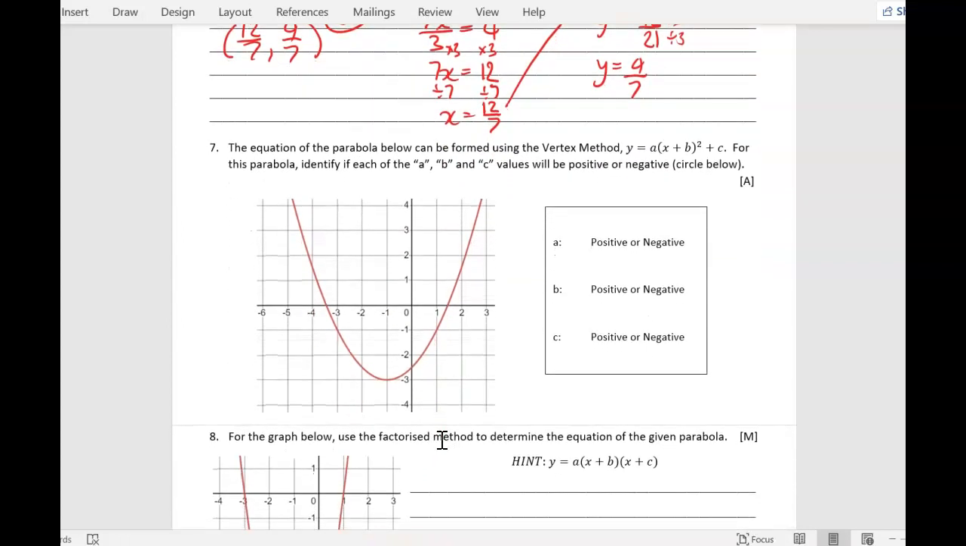So we're now on to question 7. The equation of a parabola below can be formed using the vertex method. So that was one of our learning objectives.